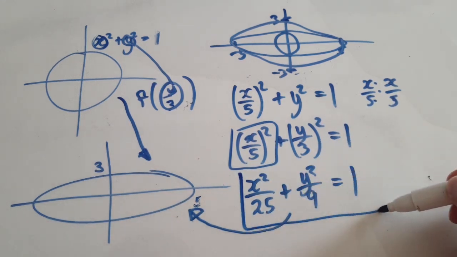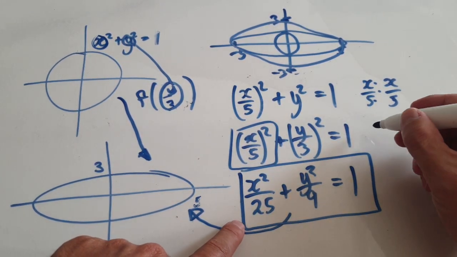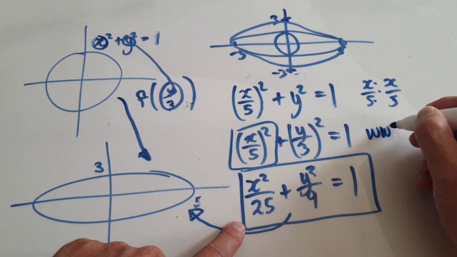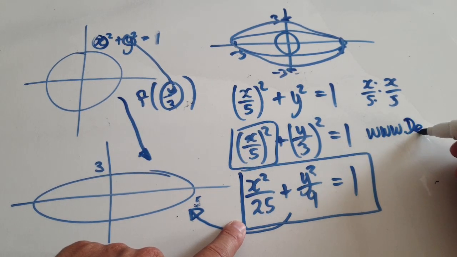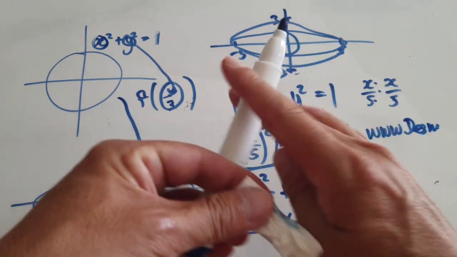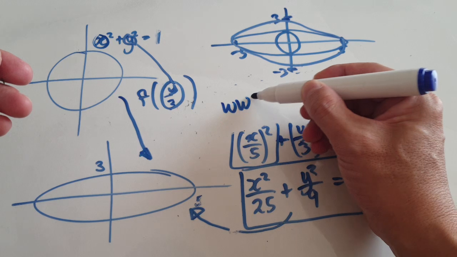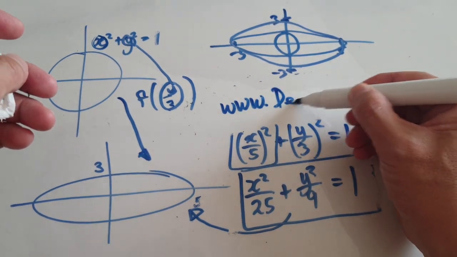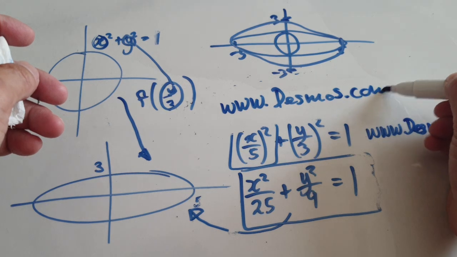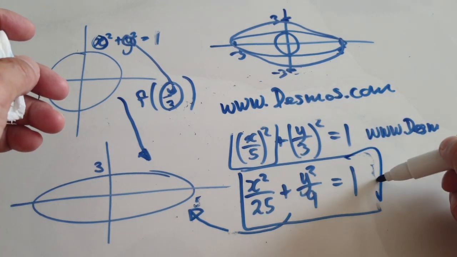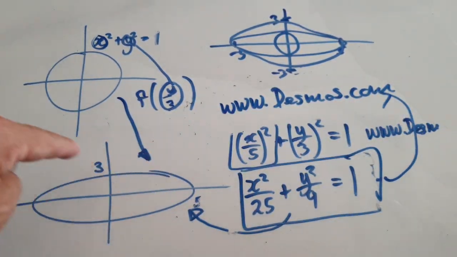So you can punch this into a graphical program. So go to Desmos, www.desmos.com. Desmos, let me rewrite this. So go to this website and punch it in. Desmos with an s.com. Okay, punch this equation in, and it will draw you a perfectly good ellipse.